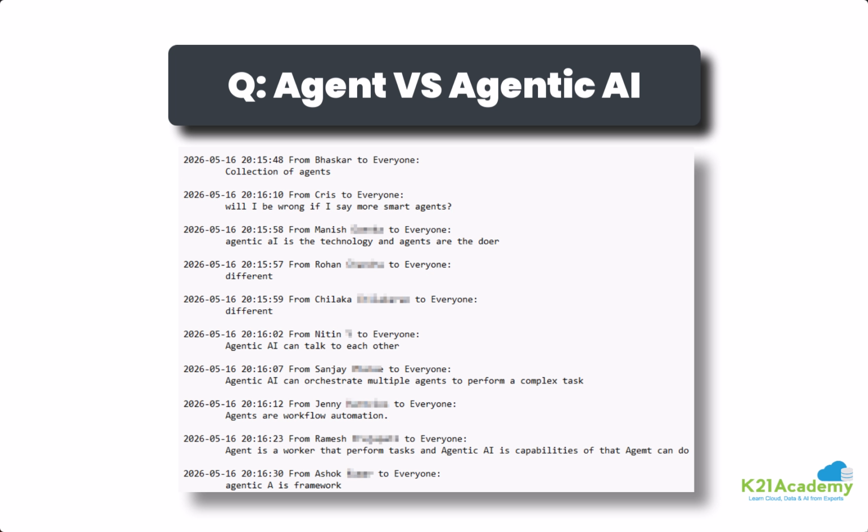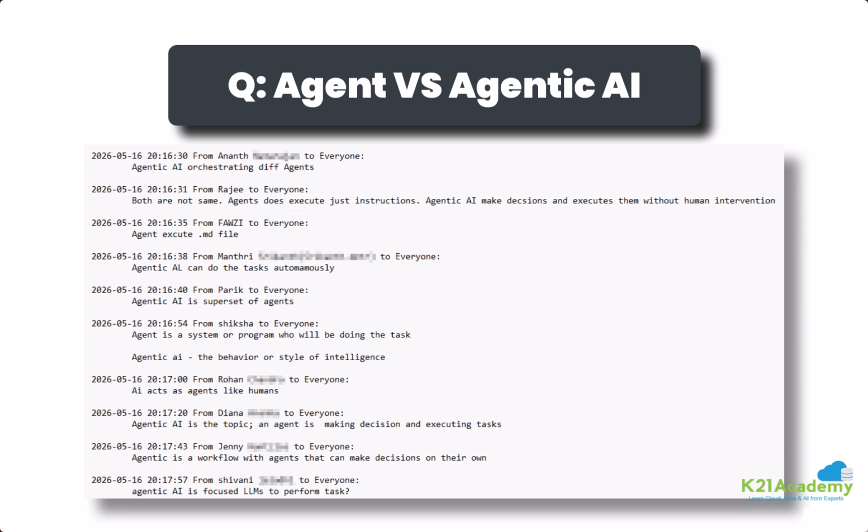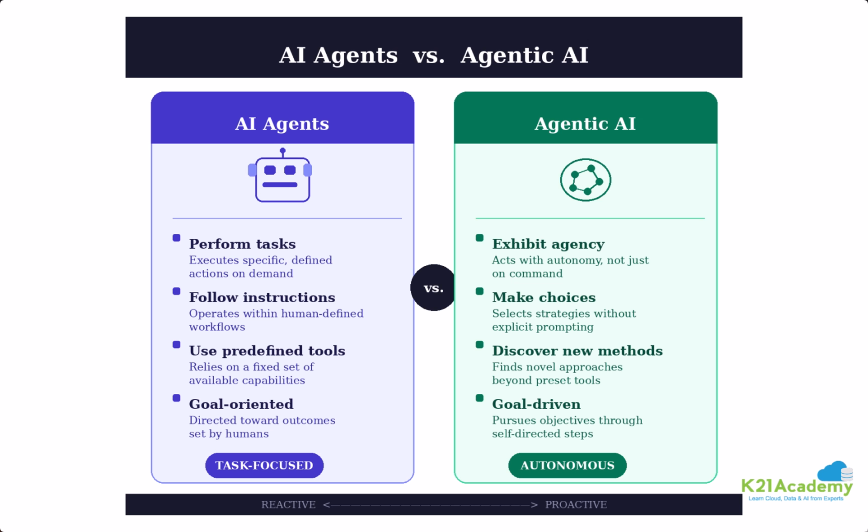That's my next question. Okay, an agent is a worker that performs. Okay, not bad. I love that. An agentic AI can orchestrate multiple agents to perform a complex task. Absolutely. I'll give you an example, and probably that will make it clear. I'll keep giving you examples. Those examples will make you remember it for a lifetime.